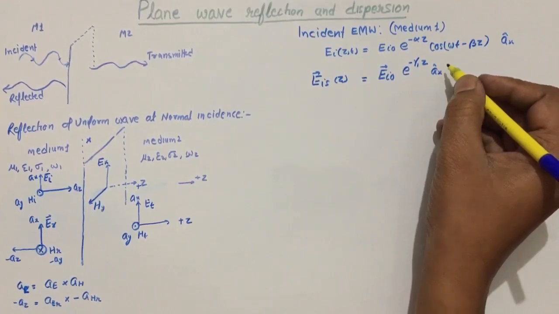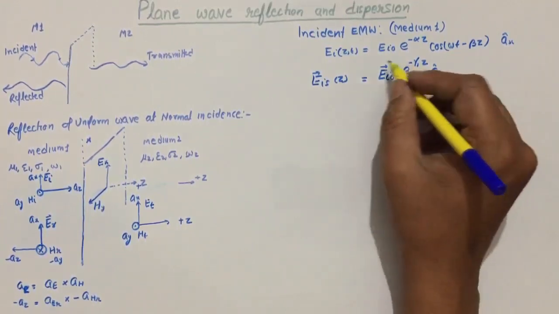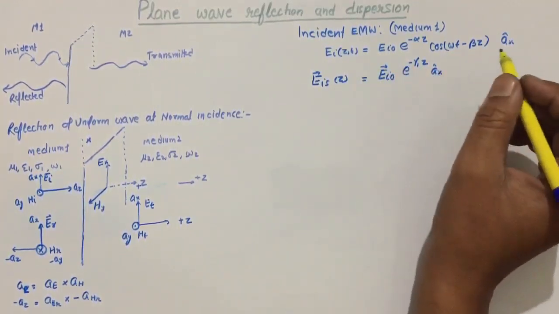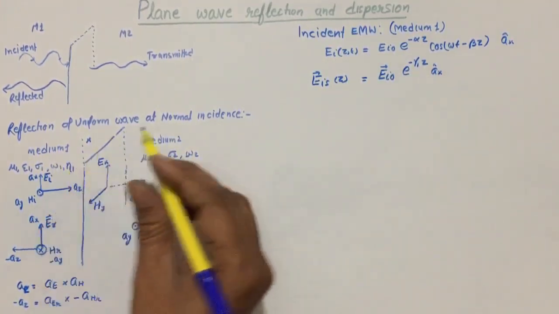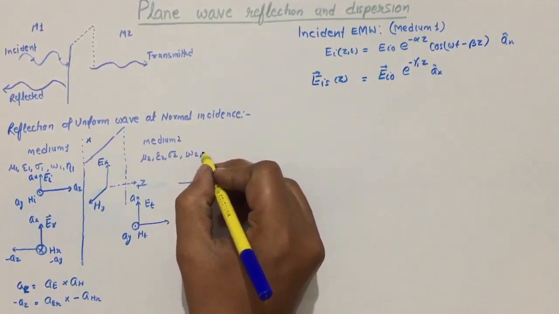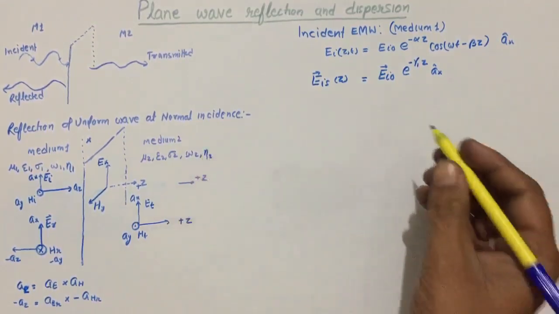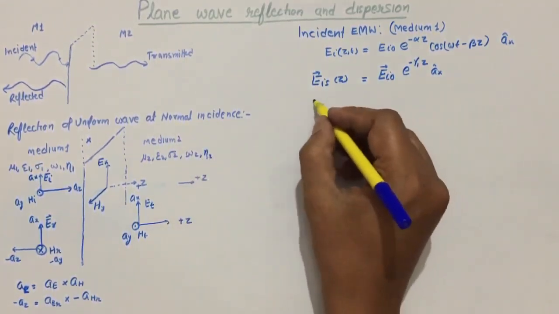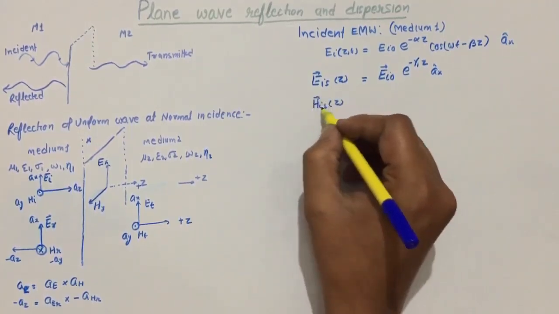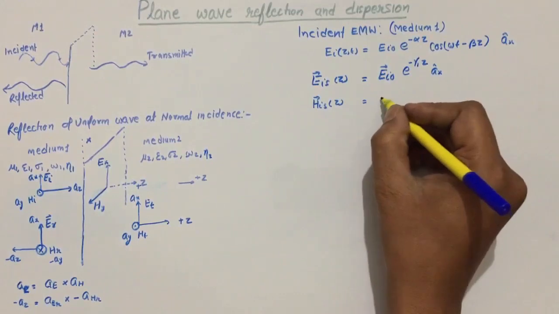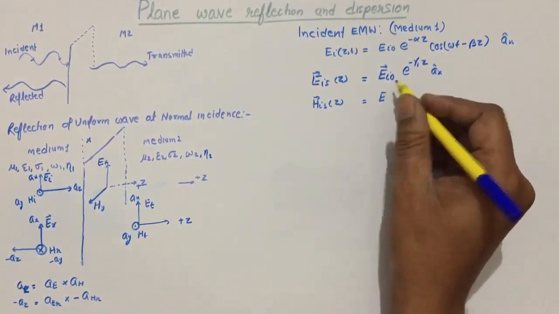If we have the E component in phasor form, and the intrinsic impedance is eta 1 and eta 2, then the H component, the magnetic field component of the incident wave, can be written as E.